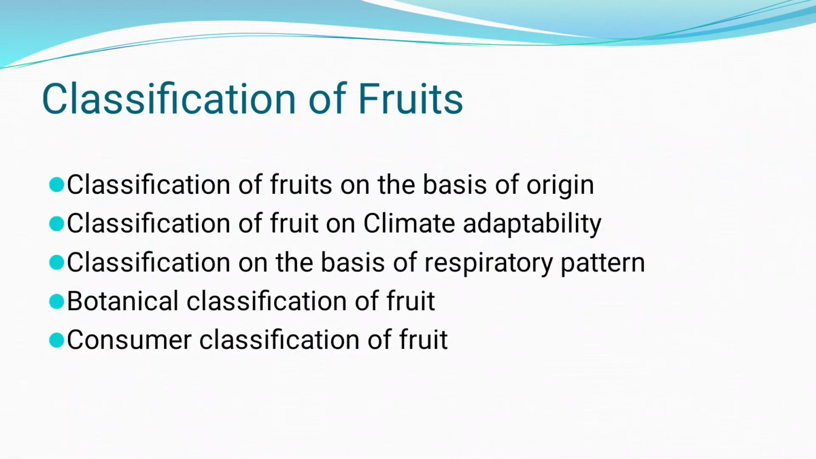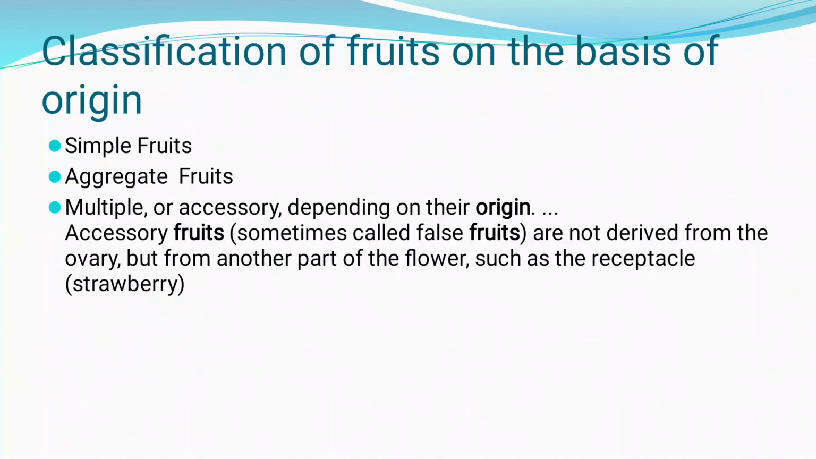Now what is the classification of fruit? One by one we will go through the classification. The first is on the basis of origin, then classification on the basis of climate adaptability, and classification on the respiratory pattern. After that botanical and consumer classification is also present. So first we will go for classification of fruits on the basis of origin. There are three types of fruit: simple fruit, aggregate fruit and composite fruit. Composite fruit is also called multiple or accessory fruit depending on origin.